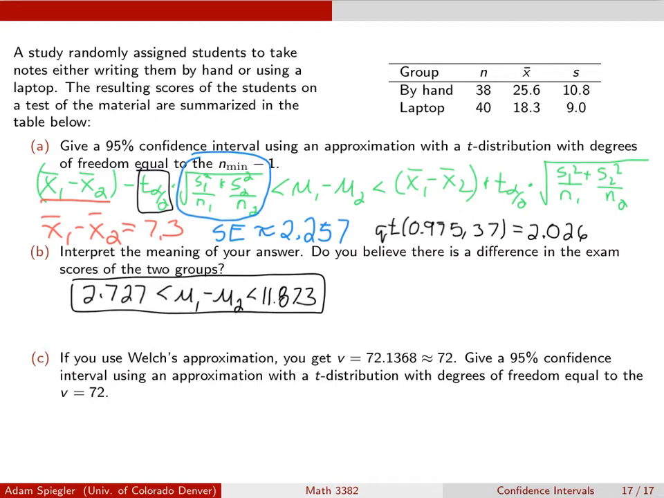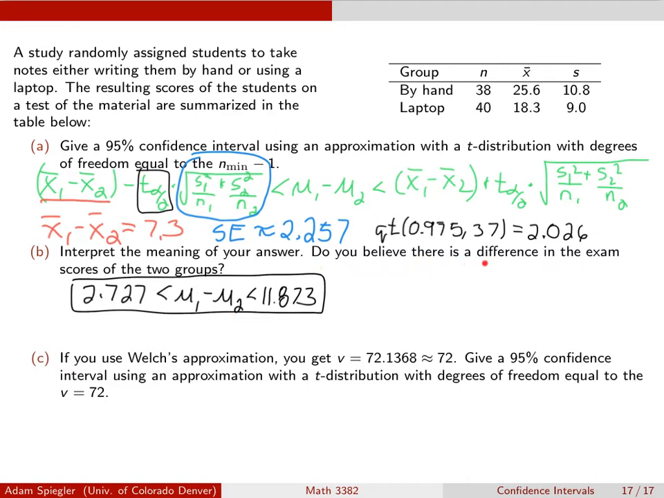If we want to interpret what this interval tells us, we could say that we are 95% confident that the interval from 2.727 up to 11.873 contains the actual difference between the mean scores of all students that take notes by hand compared to all students that take notes with a laptop.